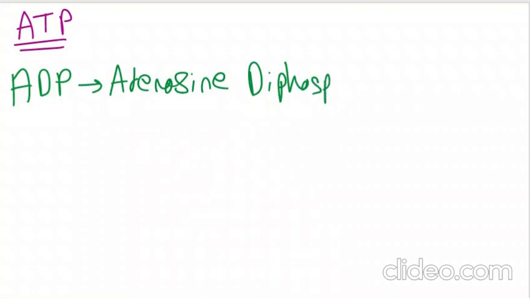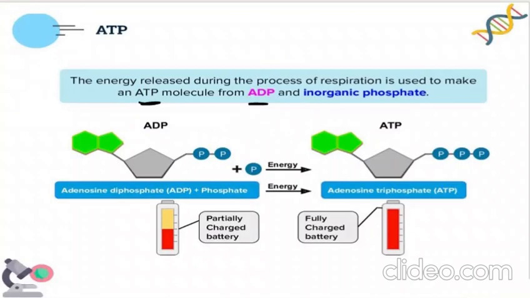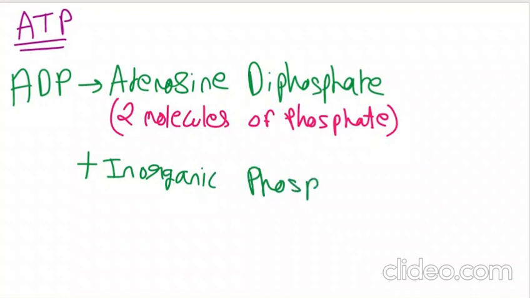Now, when I say diphosphate, that means there are only two molecules of phosphate. Only two molecules of phosphate are present in ADP. But now, when respiration is completed, there is one more molecule of inorganic phosphate. So one more molecule of inorganic phosphate is added.